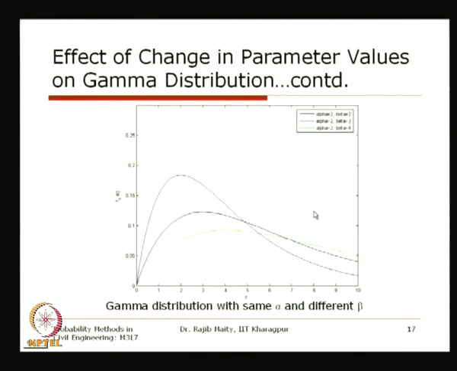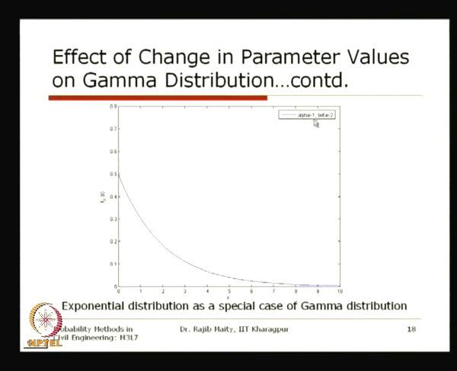Similarly, if we keep alpha the same, here again three different plots are shown, where for all these distributions the parameter alpha is equal to 2. For the blue, black and green, alpha is 2, and we are changing beta. For the blue one beta is 2, for the black one beta is 3, and for the green one beta is 4. So, what we have seen is that when we increase beta, the peak of the distribution decreases, which we just discussed.